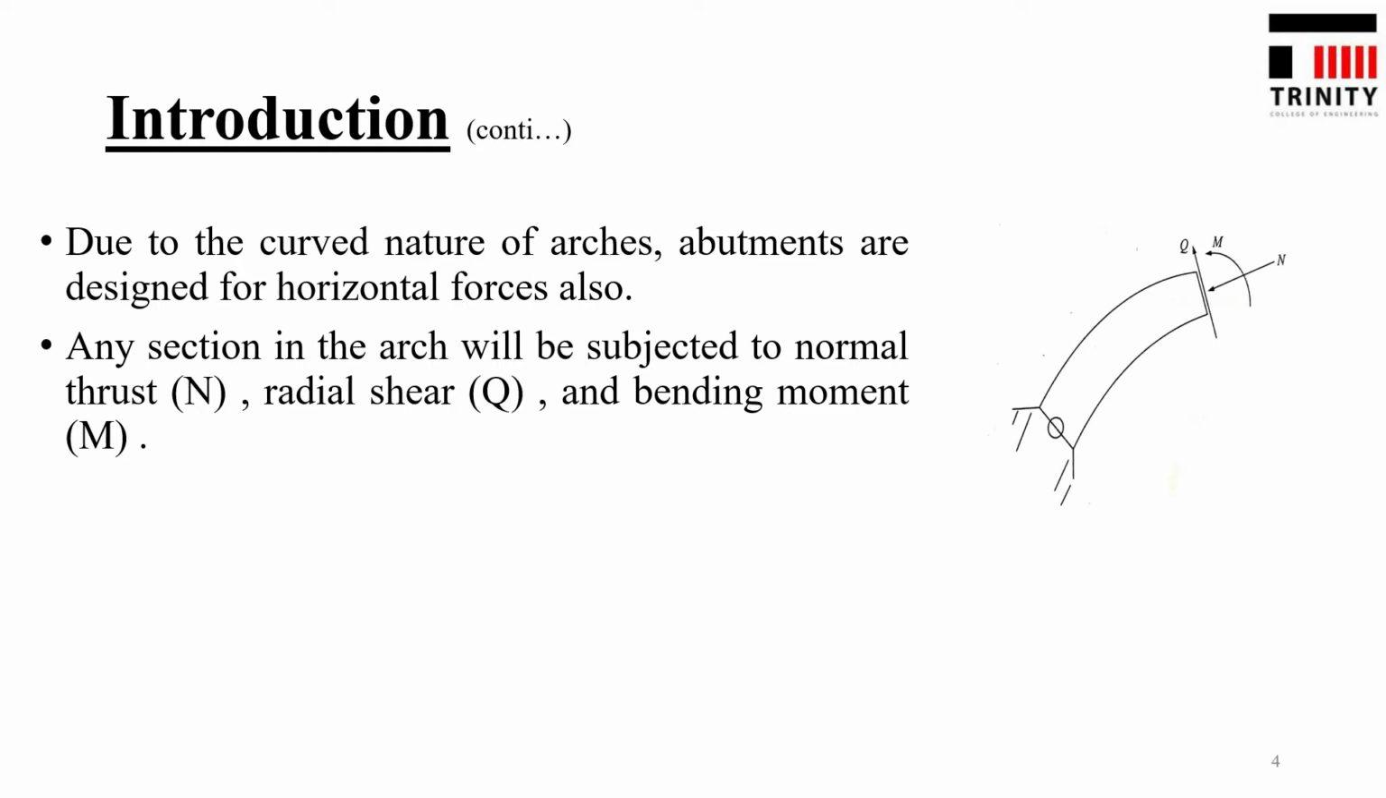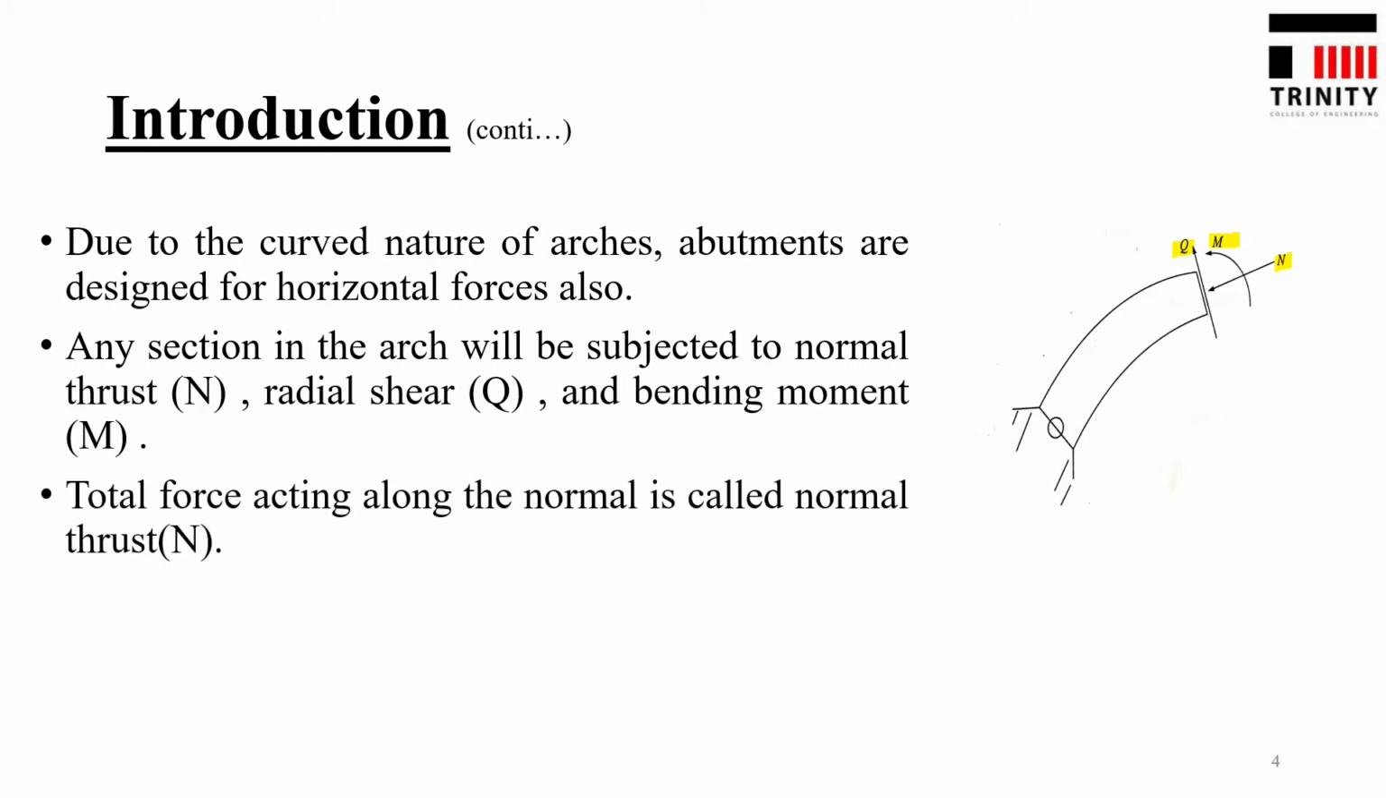See the section of an arch here. The section of an arch is given. At any section, there will be a normal thrust N, that is normal to that section, radial shear Q, and bending moment. If you are considering any section on an arch, there will be a normal thrust, radial shear and bending moment. The total force acting along the normal is called normal thrust.